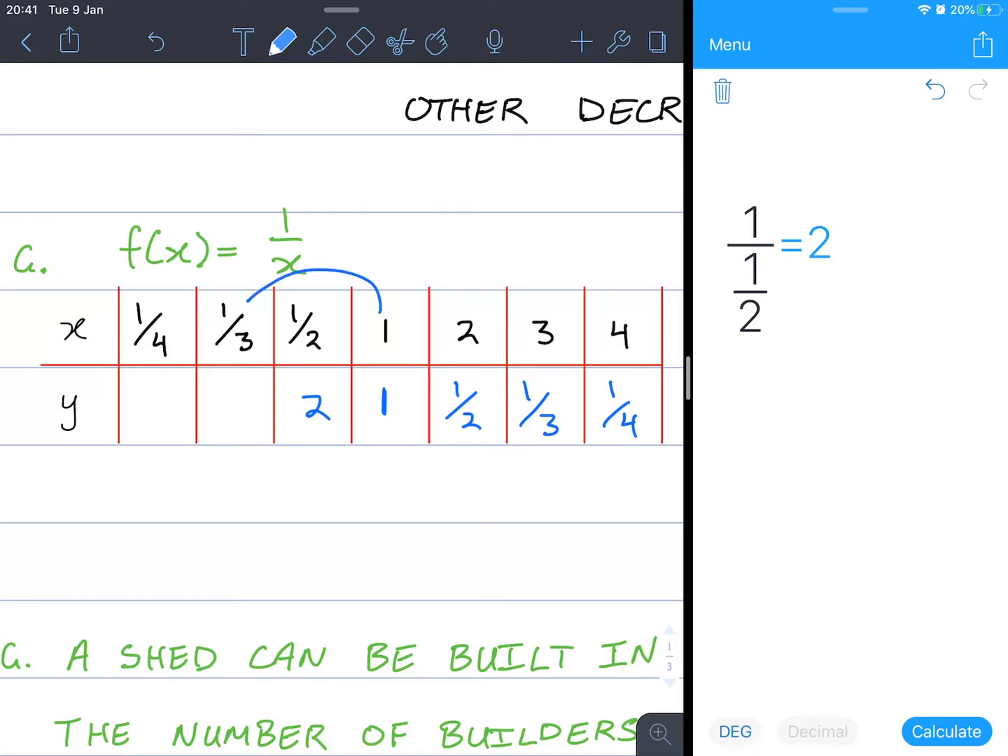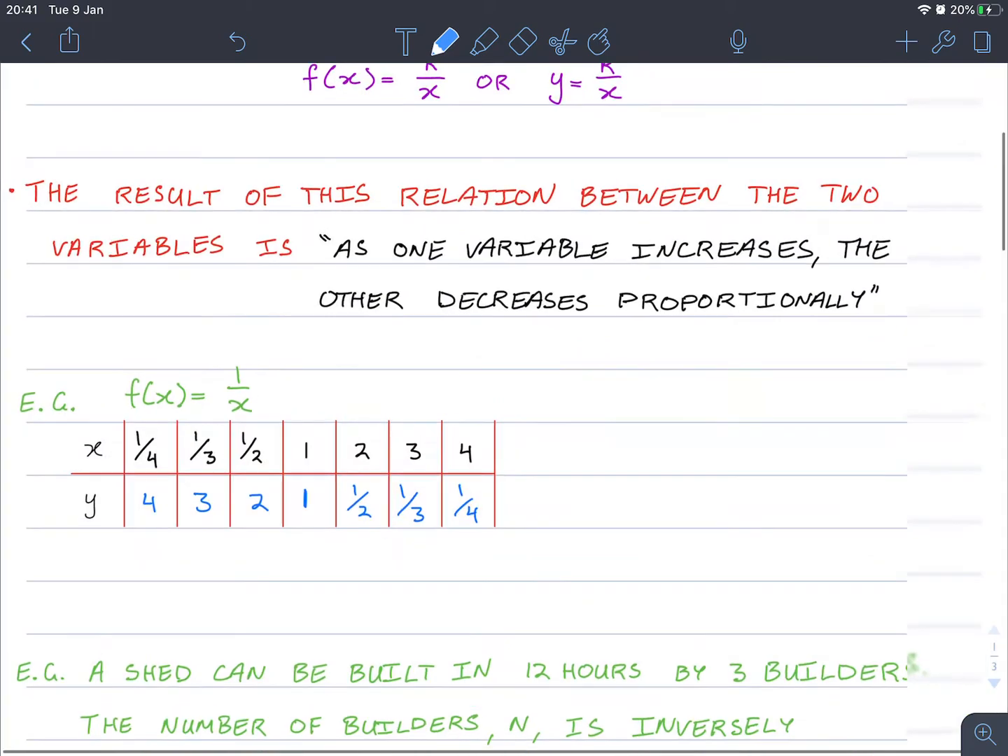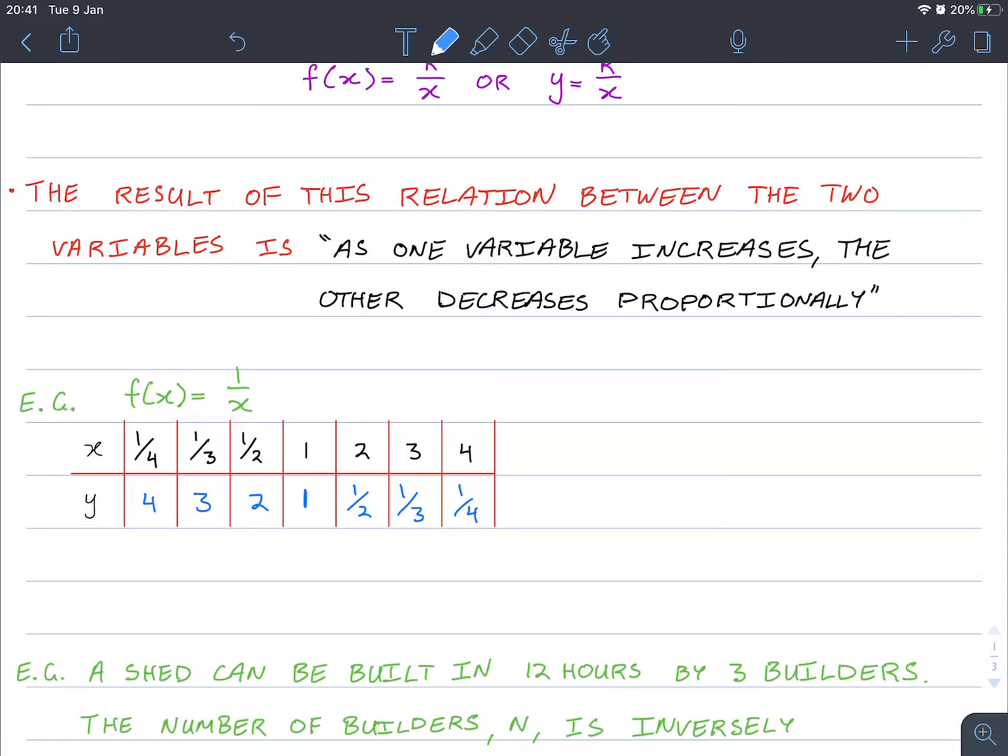So from 1 to 1/3, that's a division by 3. If you do 1 over x, which is now 1/3, this will give us 3. I'm hoping you're really beginning to see the pattern here. You can probably guess that this one's going to be 4. So this is what it means when one variable is inversely related to the other.